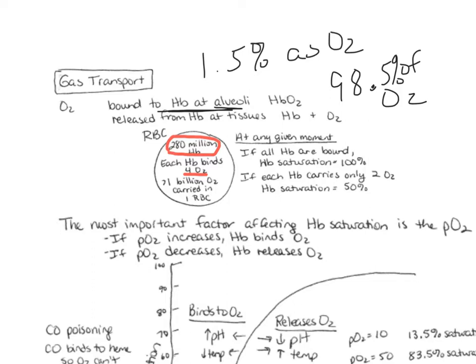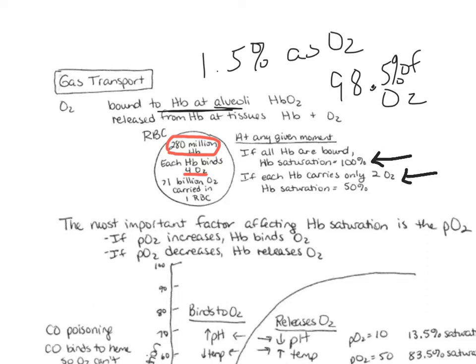The percent of heme units containing oxygen at any given moment is hemoglobin saturation. And if all the hemoglobin are bound, then the hemoglobin saturation rate is at 100%. If each hemoglobin carries only 2 oxygen molecules, then the hemoglobin saturation rate would be 50%. If only 3 of the 4 carried oxygen molecules, then the hemoglobin saturation rate would be at 75%.